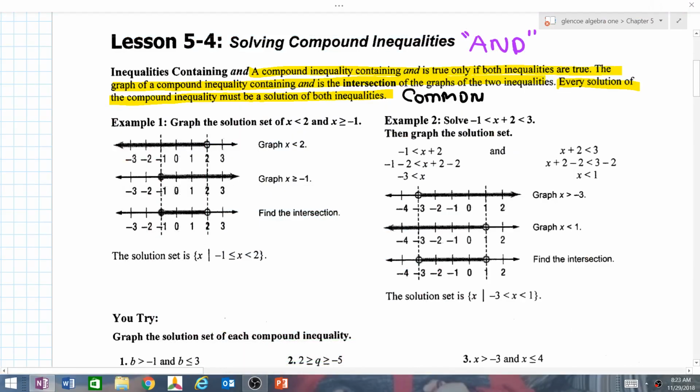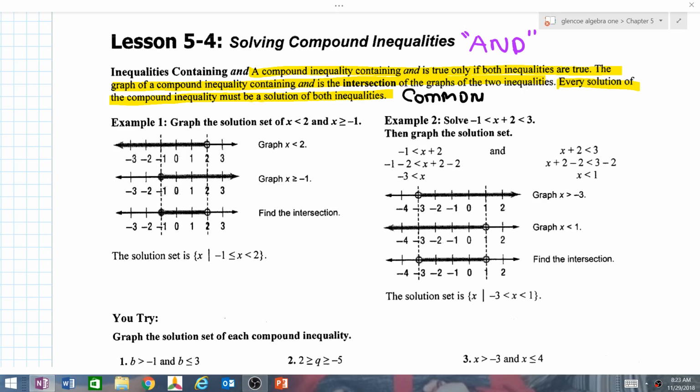Good morning. This is lesson 5.4, solving compound inequalities. There are two types of inequalities we'll be dealing with today: solving inequalities that contain the word and, and solving inequalities that contain the word or.